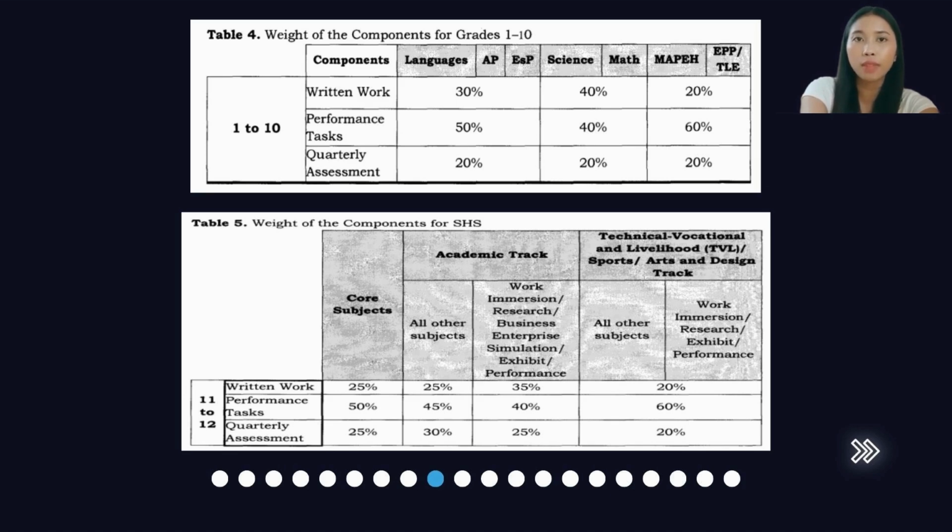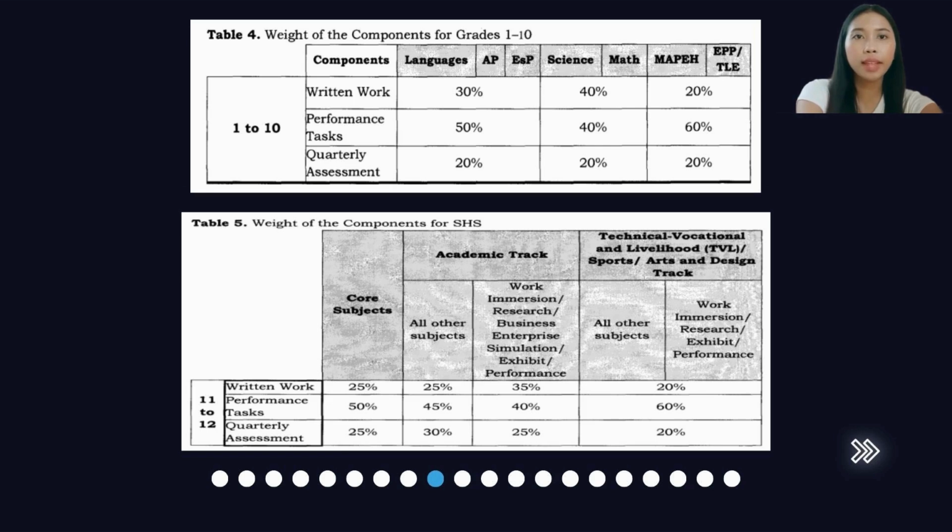Second is the comprehensive assessment. Assessment under the K-12 grading system includes various types such as formative and summative assessments. Formative assessments are ongoing and provide feedback to both teachers and students that improve learning. Summative assessment, on the other hand, evaluates student learning at the end of a specific instructional period.